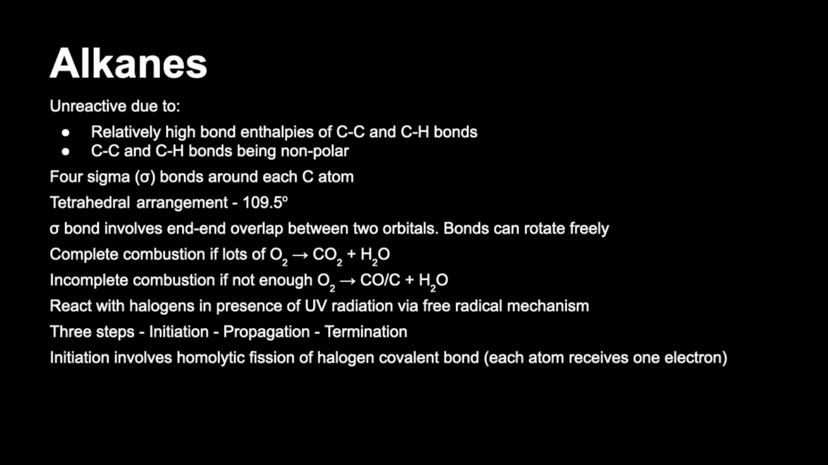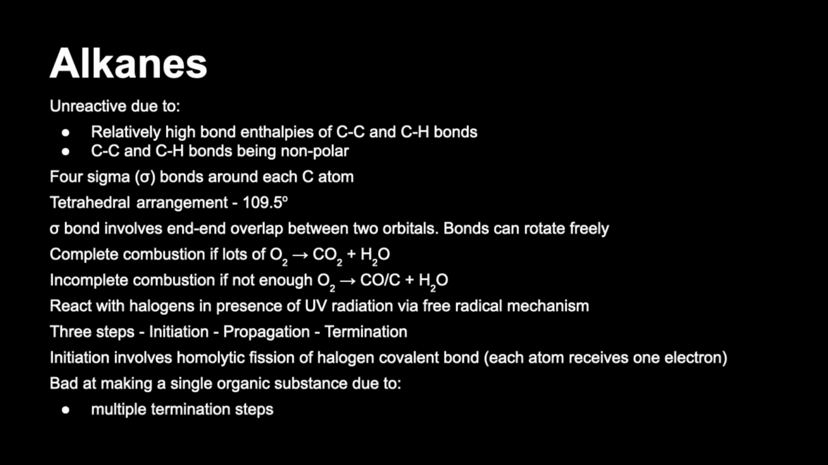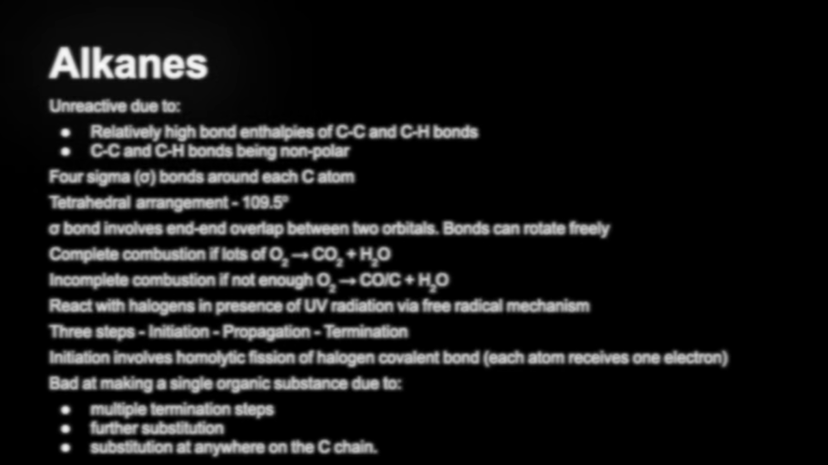And remember, initiation involves the homolytic fission of the halogen covalent bond, and homolytic fission is the breaking of a covalent bond where each atom receives 1 electron, and that produces free radicals. The mechanism is bad at making a single organic substance, and that's due to multiple termination steps. Substitution can continue, so further substitution, and substitution can be anywhere on the carbon chain.